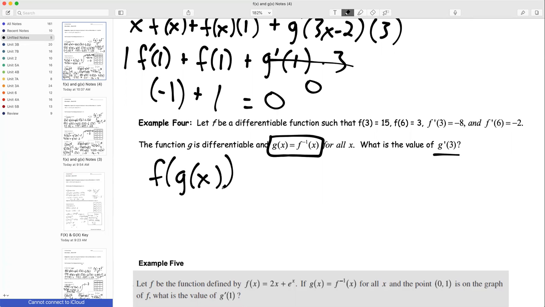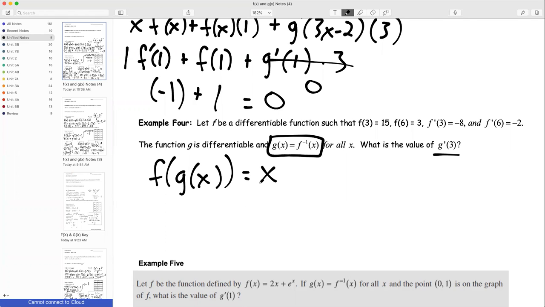the composite of f of g of x is equal to what? x. It is equal to x. Why? Because they are inverses. That is the definition of an inverse. It also works the other way around: g composite f of x is also equal to x. If you remember this right here, everything else you can generate.